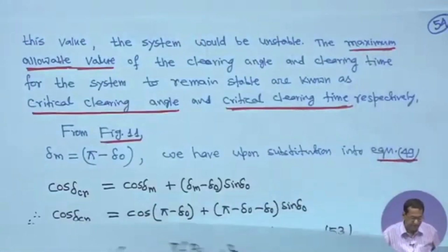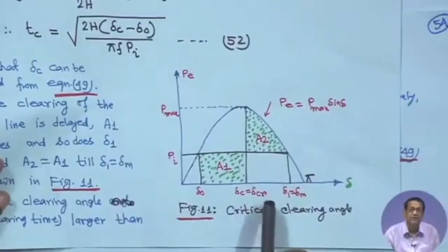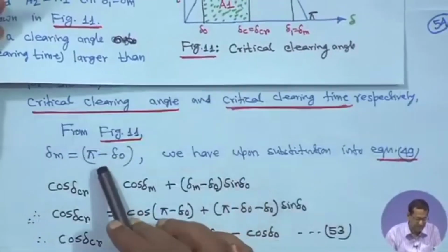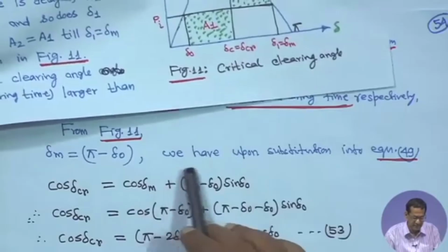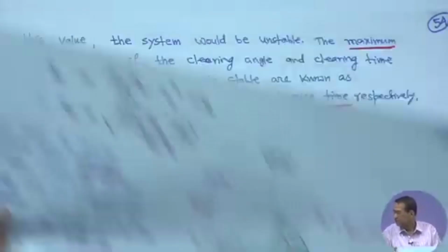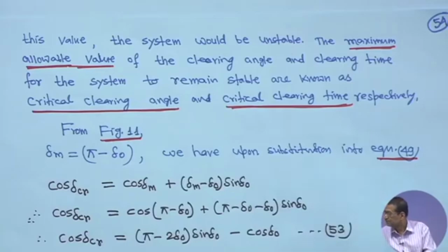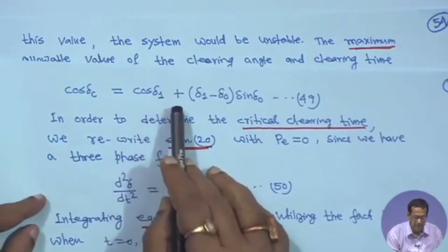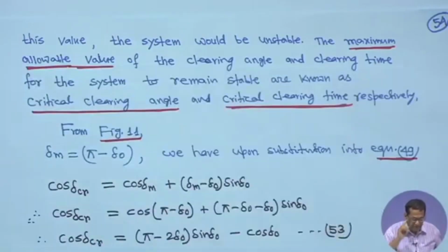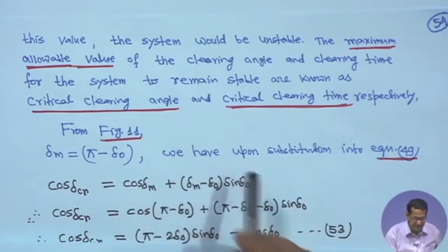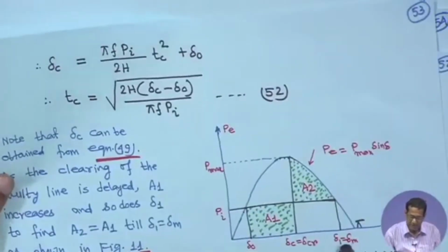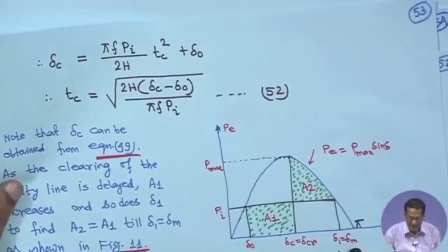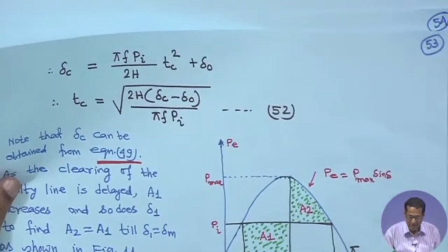From figure 11, delta m is equal to pi minus delta 0, where this is pi. So if you substitute into equation 49, in this equation you put delta m is equal to pi minus delta 0. Actually, there should not be any confusion: delta 1 is equal to delta m, and delta m is equal to pi minus delta 0.